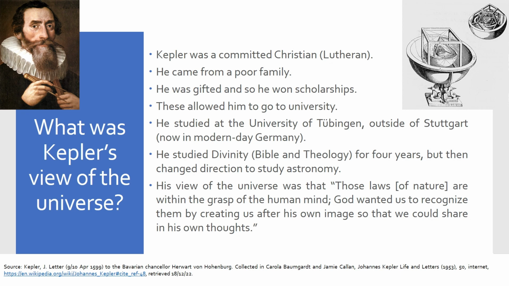And you can see on the top right, he had an idea of the planetary orbits being based on the 5 Platonic solids. He was infused with Plato's philosophy. He then, after understanding a little bit more from Tycho Brahe's observations of the orbits and what he derived from his observations, those 3 laws of planetary motion, his view really changed to a view that said those laws of nature are within the grasp of the human mind.